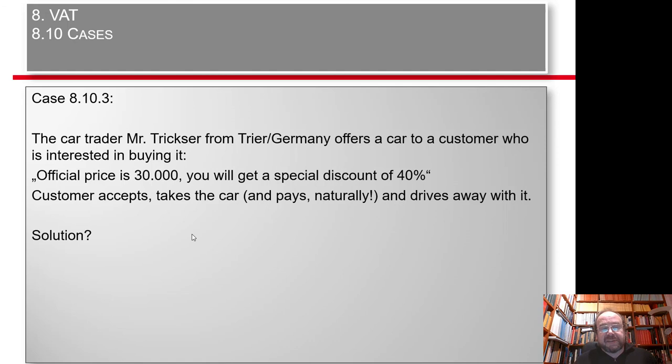So now still one last third case for today, a small one, and then you probably will really be happy when it's over this time. Mr. Trickser, a car trader from Trier in Germany, offers a car to a customer who is interested in buying it. Official price is 30,000. You will get a special discount of 40%. Customer accepts, takes the car and pays naturally and drives away with it. So what's the solution of this case? That is a good idea, and we should try to deal with it as far as we come. Let's try.